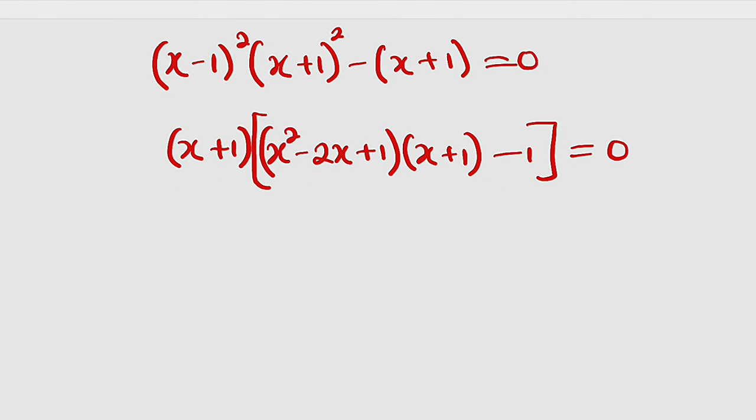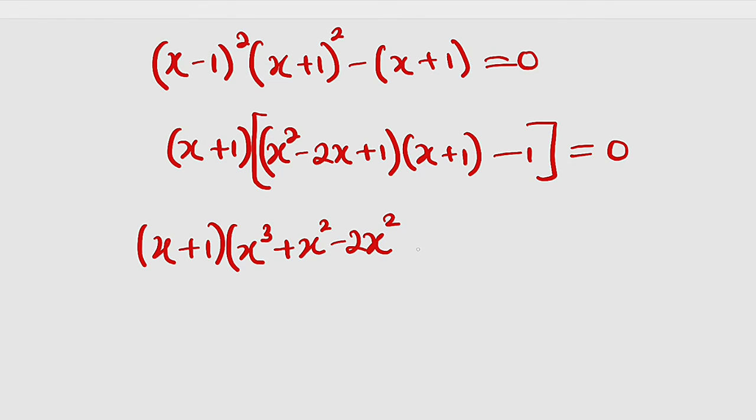Let me expand this. We have x plus 1 multiplied by x squared. Times x will give us x cubed. x squared times 1 will give us x squared. Then negative 2x times x will give us negative 2x squared. Negative 2x times 1 is negative 2x. Then lastly, 1 times x is x, and 1 times 1 is 1.